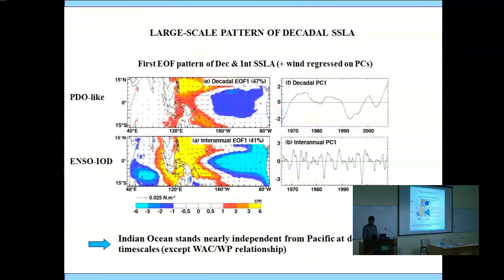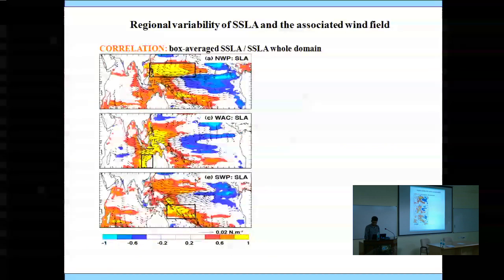The first mode of EOF analysis over these two time scales shows that at interannual time scale there is a tendency for co-occurrence of primary modes like ENSO in the tropical Pacific and IOD events in the Indian Ocean. But at decadal time scale, the primary mode, explaining 47% of the total variance, stands mainly for variability in the Pacific Ocean that is independent from the Indian Ocean.